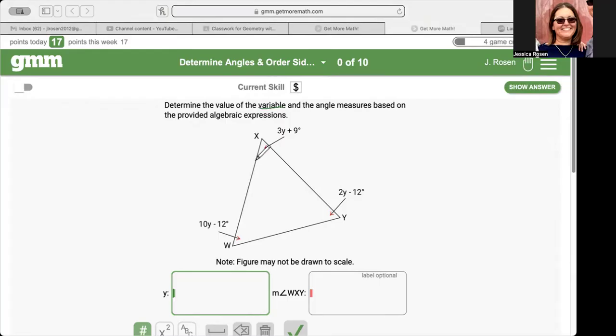So we know that all these angles inside here add up to be 180 degrees, right? All three angles of a triangle add up to be an interior 180. So what that means is we can take what we're given: 3y plus 9, and then 2y minus 12, and 10y minus 12.